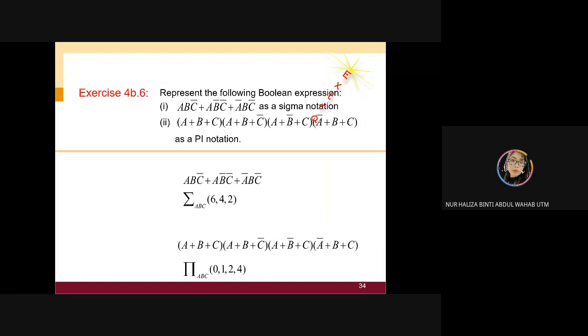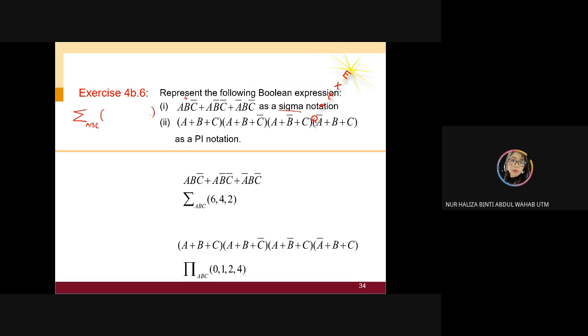Now let's take a look at several examples. Here you have sigma and also pi, which is SOP and POS. Question number 1. Represent the following Boolean expression. You were given the Boolean expression. You need to represent it in sigma notation. Okay, for this part, it's very easy. Sigma. I know, let me draw sigma. And I check here, how many variables do I have? 3 only. A, B, C.